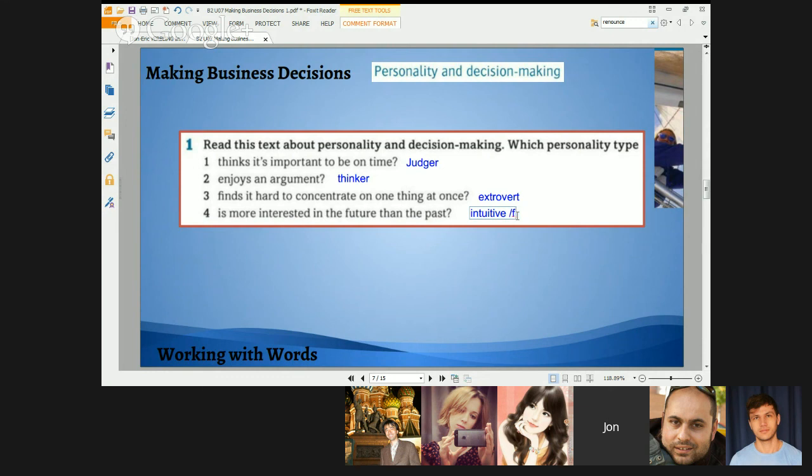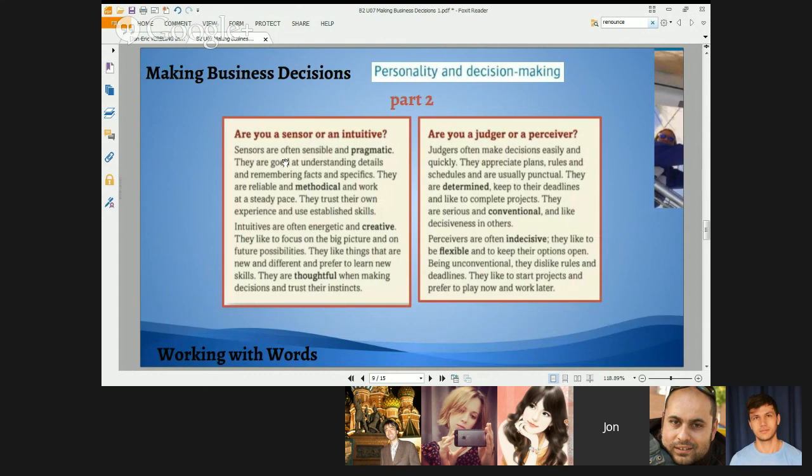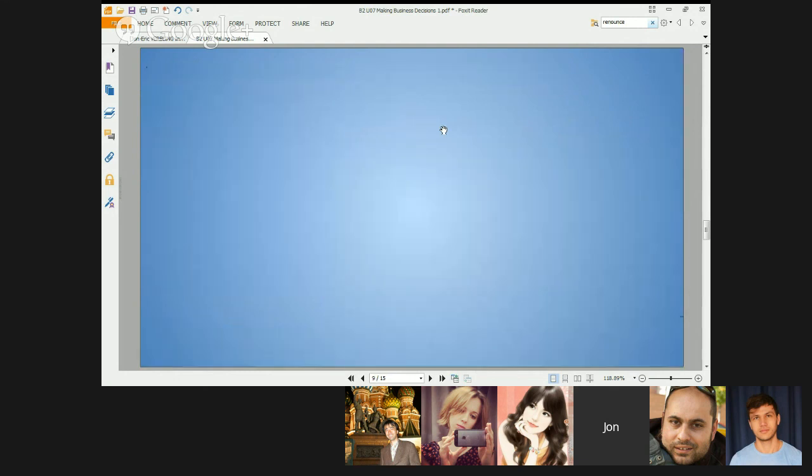Okay, very good. So that means you're picking up the details pretty well. Judger or thinker, I think you're right. I agree with those answers as well. So let's do this. We're going to use the vocabulary here. It asks us to match the statements. All of these words you're seeing were in the text. Let me just double check to make sure, but I'm pretty sure that's it.